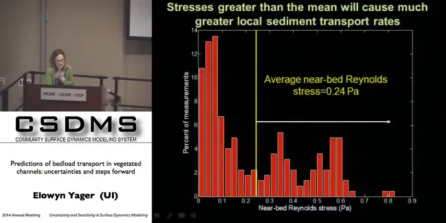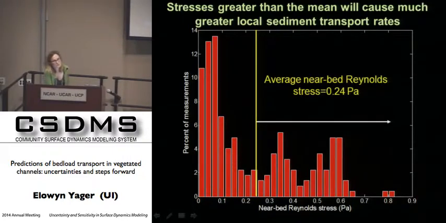So why is this? Well, if we get back to thinking about that large spatial variability in sediment transport that we observed in our experiments, that has to be driven by large spatial variability in turbulence and stress or velocity. If we look at the distribution of near bed Reynolds stresses that we see for, let's say, one experiment, this is the average. We have a lot of Reynolds stresses that are much greater than that average value. And we're putting a mean value of Reynolds stress in a nonlinear equation. So we're not really representing what's actually going on in the bed by putting a mean value in that nonlinear equation to calculate a mean sediment flux.